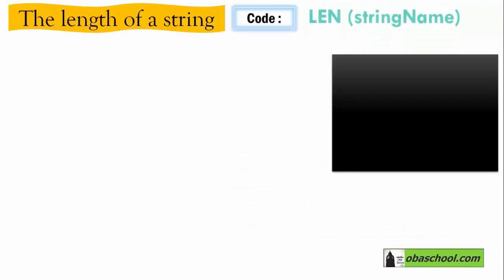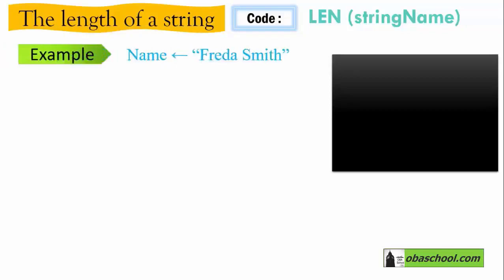First, we need to write this code, which is len. Len is an abbreviation for length. Then between two brackets we write the string name, which we identified in programming. For example, the name Frida Smith. So the program is saving Frida Smith inside the value name. Now the name has Frida Smith.